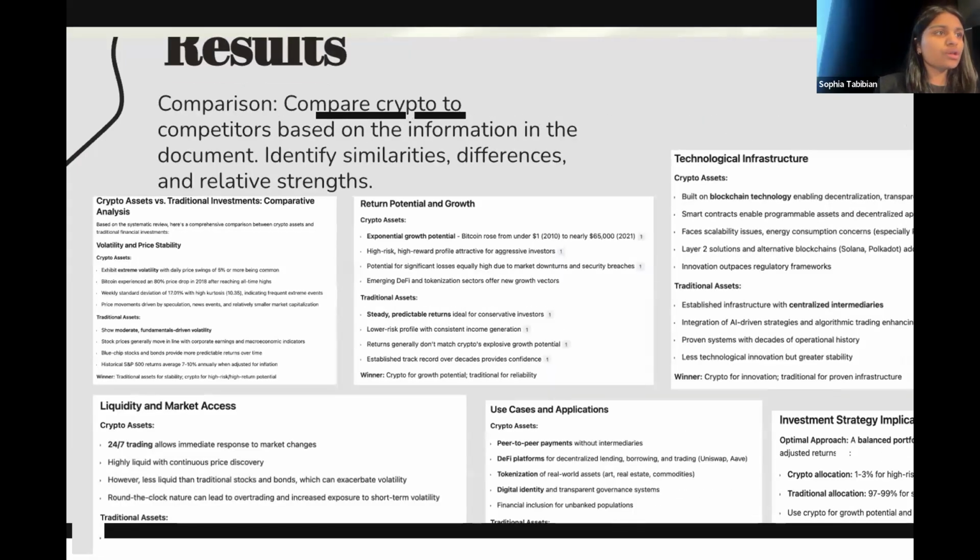The comparison was also a lot stronger than the summarization and had a similar level to the analysis. And the question I used is: compare crypto to competitors based on the information in the document, identify similarities, differences, and relative strengths. The issue I found with this is that even though I said to use information in the document, it still used outside sources, because some of the information present wasn't part of the document. I was able to identify those, which made it hard to know which sources are credible and which ones are actually helpful.